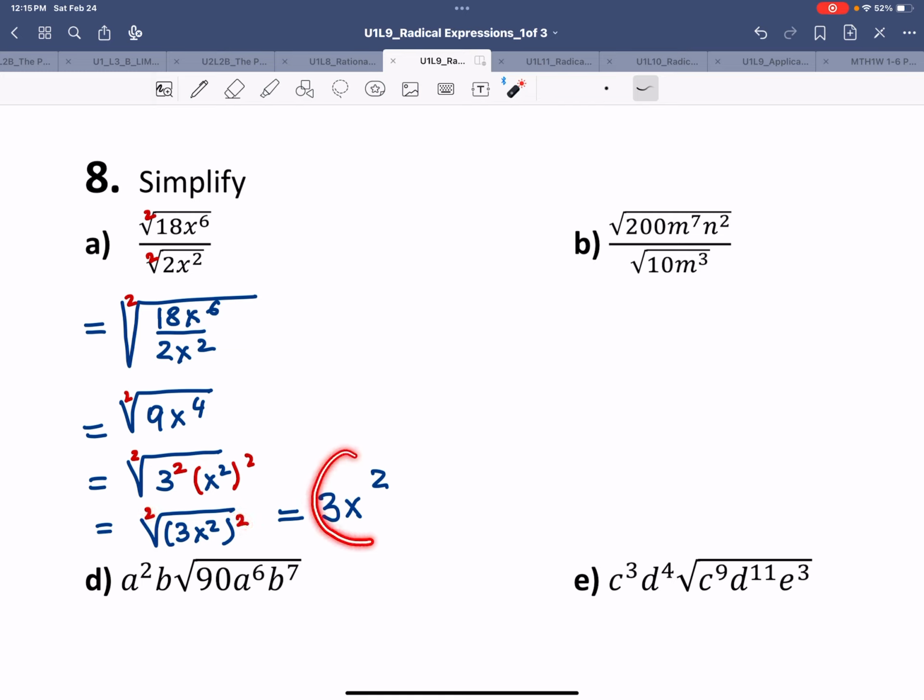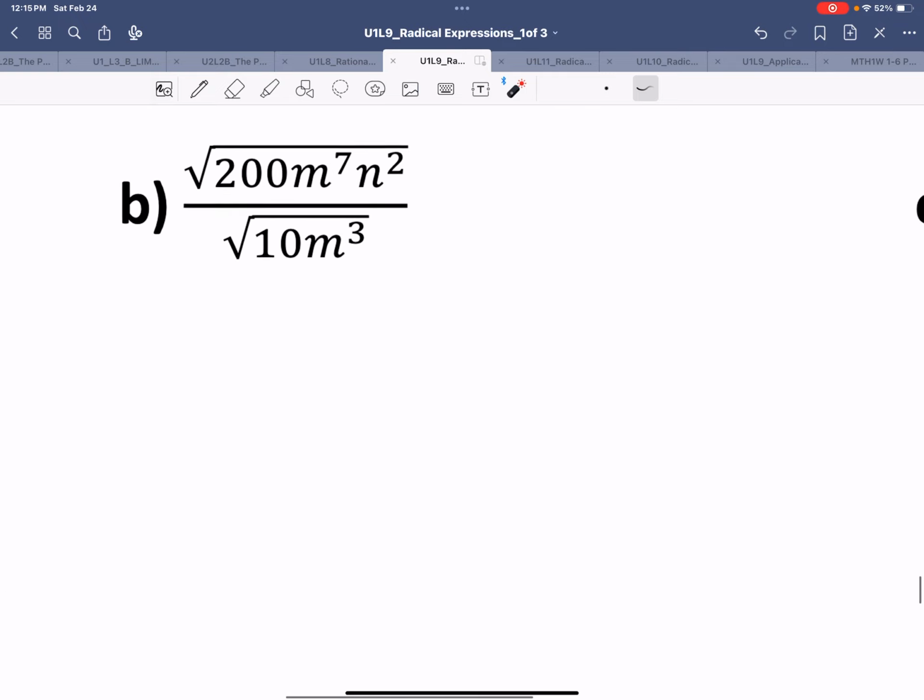If you look at the final answer in here, notice that since we have an even radical, we have to ensure this will always be positive. And when you look at the variable part, the power of 2, an even power, will always be positive for any real number. Let's do the next one.